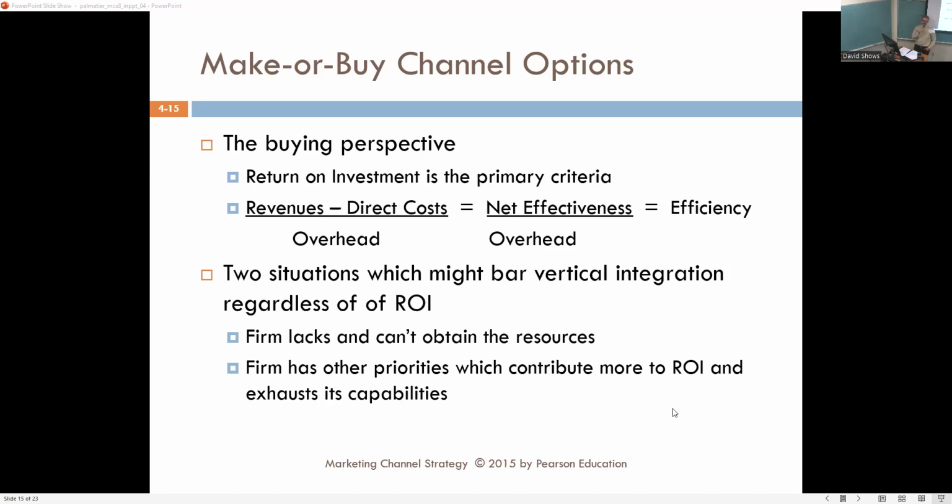So here's one of those platitudes that you will hear, and one that's important for you to remember. An organization's goal is to maximize overall return on investment. Just remember the return on investment is the ratio of net effectiveness over overhead. Important. If you can prove that increases in revenue come through vertical integration, go.